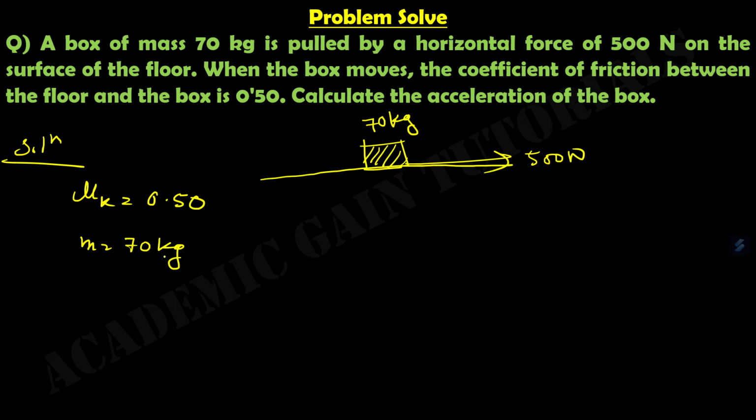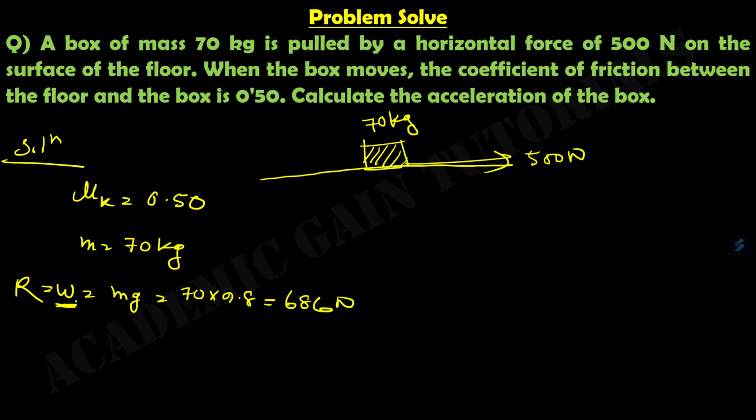70 kg. So the weight will be mg. Mg equals m into 70 into 9.8, which equals 686 Newton.